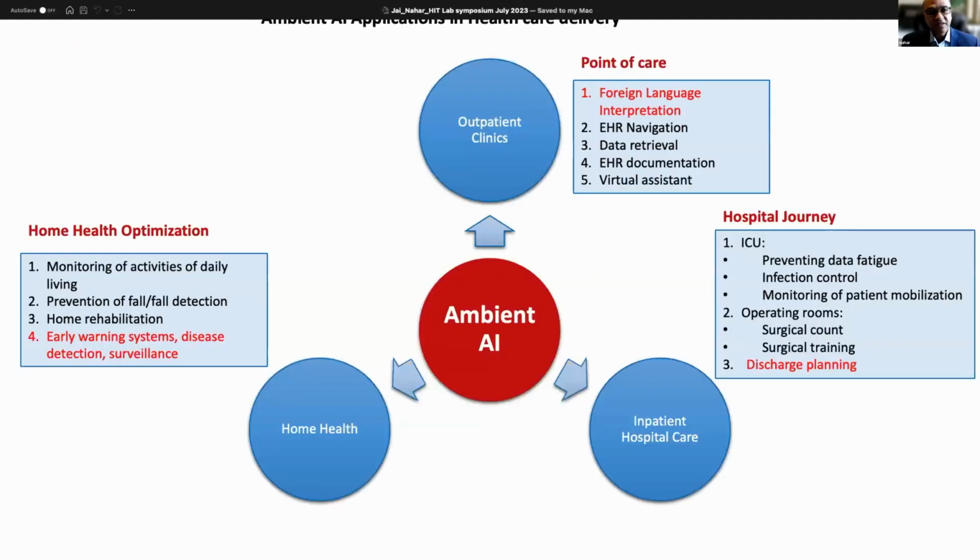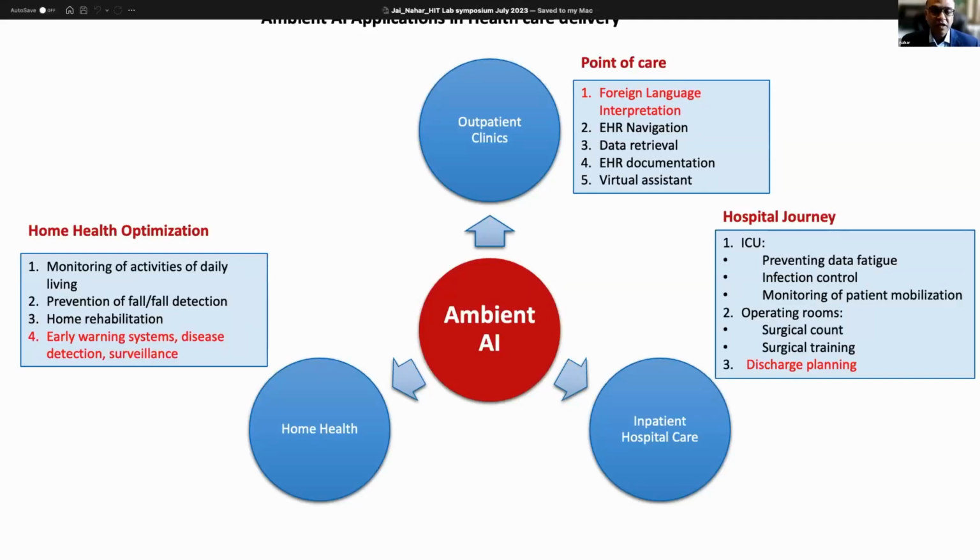This slide is a high level description of the clinical applications of ambient AI in healthcare delivery. Out of these three categories, first is the outpatient, inpatient, and the home health. In each of these categories, I've highlighted one point in red font, and basically, those are the things which are important for promoting health equity. So let's dive in deeper.